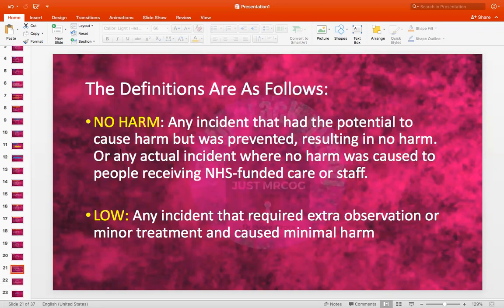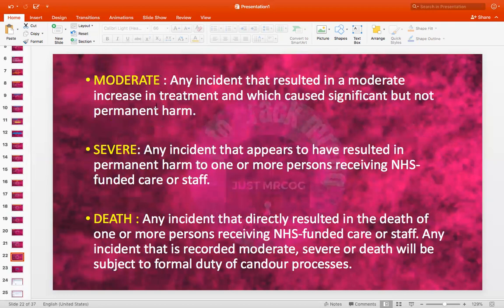Now definitions are as follows. As I have told you earlier, there are 5 categories of severity. No harm: any incident that had potential to cause harm but was prevented, resulting in no harm. Low: any incident that required extra observation or minor treatment and caused minimal harm. Third is moderate, that is level 3: any incident that resulted in moderate increase in treatment and caused significant but not permanent harm. Then the severe and the death.